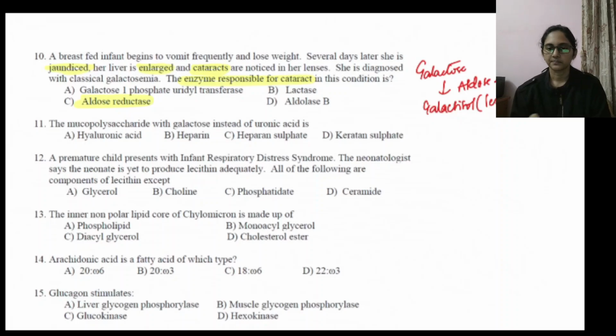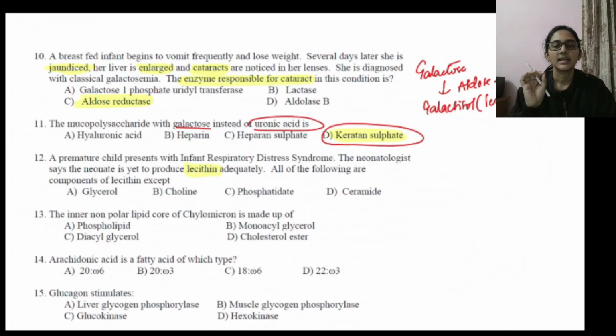Yes, good. And mucopolysaccharide with galactose instead of uronic acid is what? Without uronic acid, it is keratan sulfate. Yes, without uronic acid, the mucopolysaccharide is keratan sulfate. The next is a premature child presents with infant respiratory distress syndrome. Then the lecithin is not produced. So all of the following are components of lecithin, except what are the components of lecithin? Lecithin is nothing but dipalmitoyl phosphatidylcholine, right?